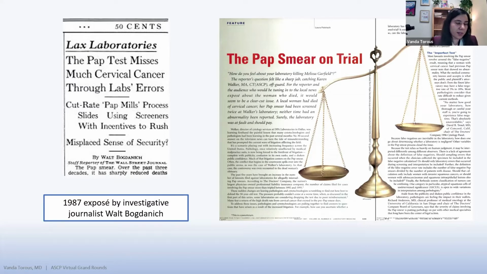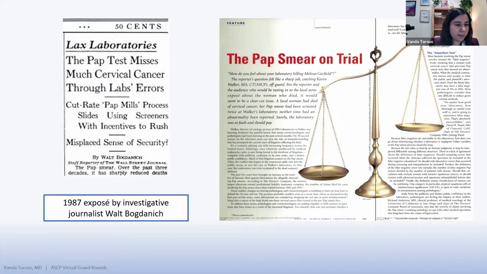So, at the time, there really were no regulations for things like workload. Cytotechs were able to actually take cases home to look at, and they were being paid basically piecemeal for this.